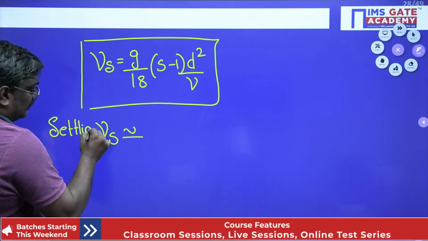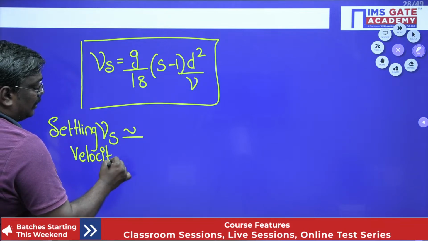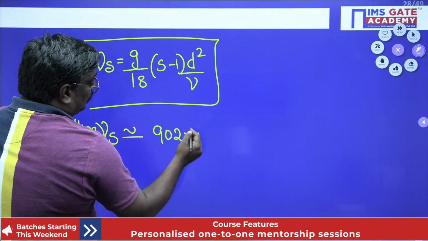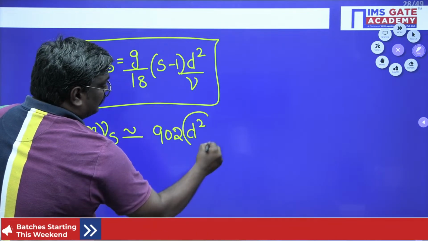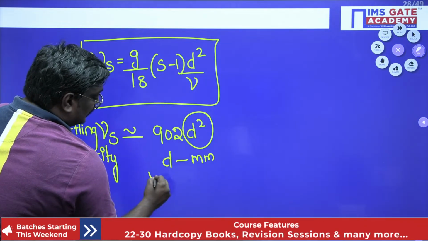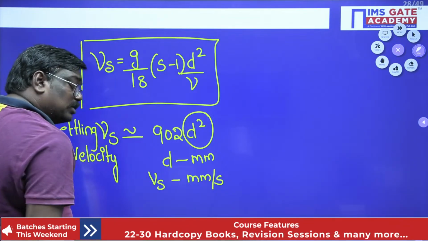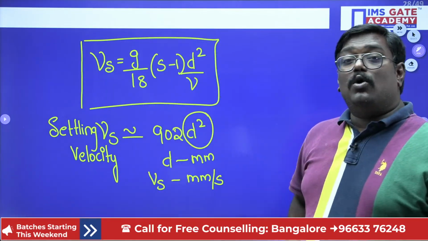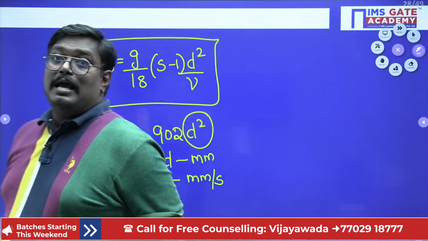My dear students, here the settling velocity is approximately taken as 902 d square. See students, here the particle size d should be substituted in mm, and you will get the settling velocity in mm per second. This is very important, students. If the particle size is in microns, you cannot substitute d in microns. You have to always substitute d in mm, and you will get the settling velocity value in mm per second.